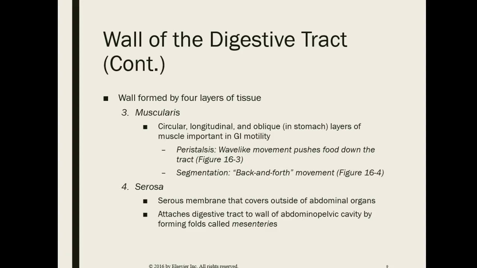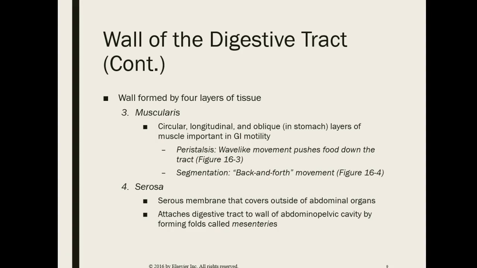The muscularis is going to refer to the muscle layer. So it could be circular, longitudinal, and oblique. And these are all going to play a role in GI motility. So some of that motility that we'll see is either going to be peristalsis, which is a wave-like movement that's actually pushing food down the tract. And then segmentation is a back and forth movement, which is going to play a role in mechanical digestion, where it's physically breaking down those large pieces into smaller ones.